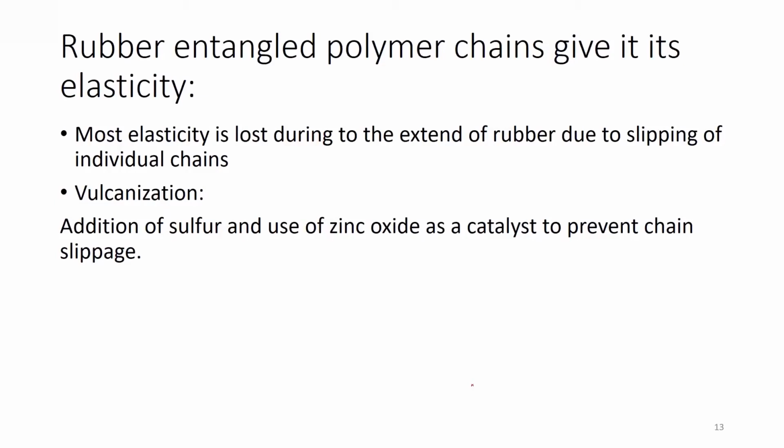This is why we use what we call vulcanization. Vulcanization is the addition of sulfur and a catalyst, which is zinc oxide, during the polymerization. This will prevent the chains from slipping over each other by creating links through the sulfur in my chains.